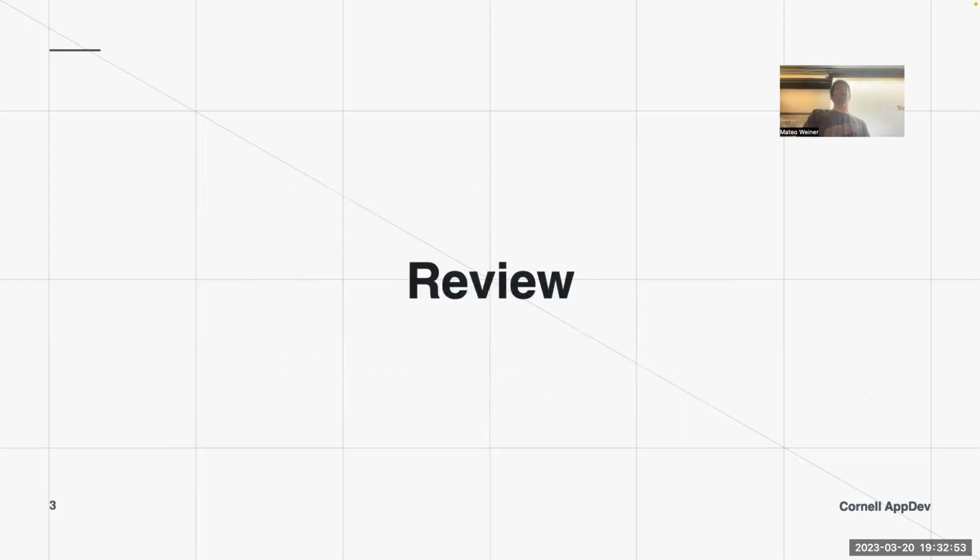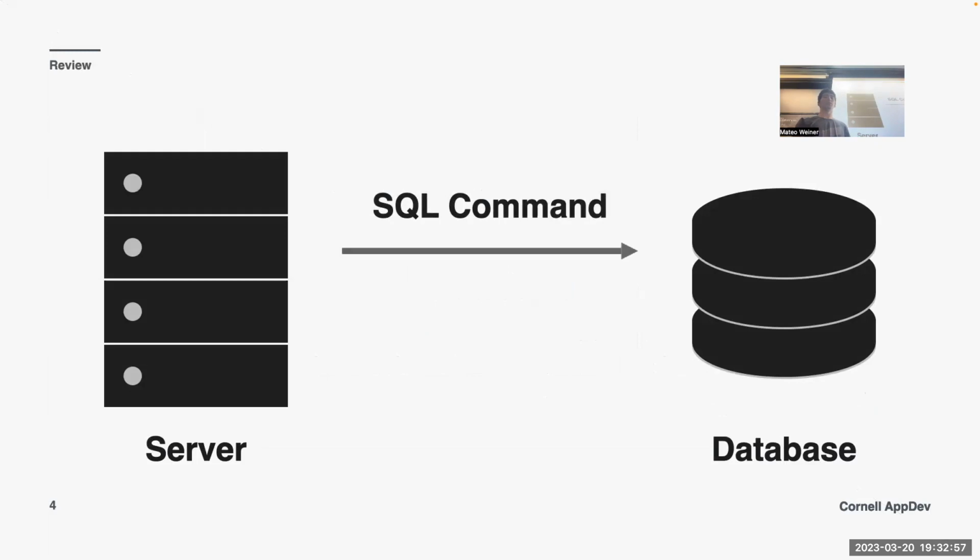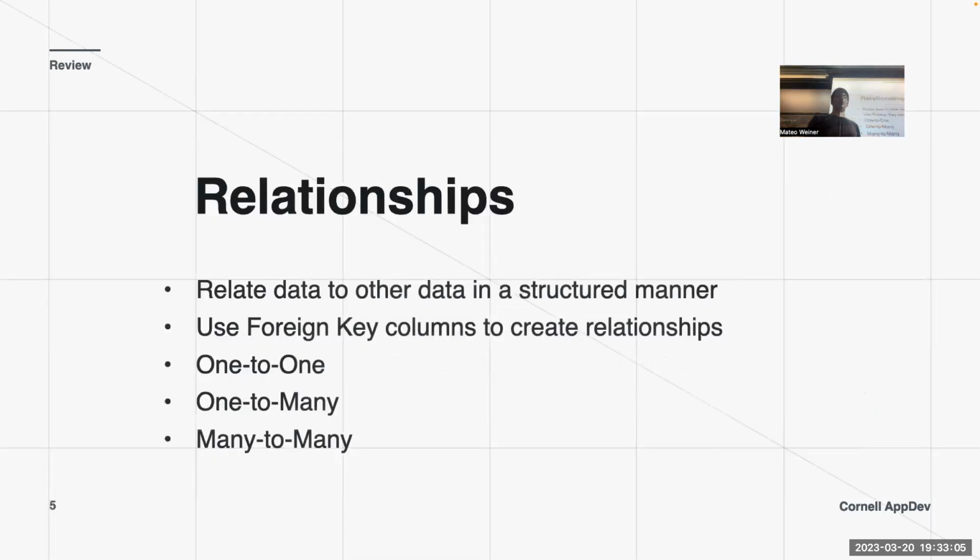We'll quickly go over some review for the last 3 lectures. If you remember, we have a SQL command, and that's given from the server to the database, and the database sends data back to the server. We also have relationships. This is what we went over in the last lecture. This relates data to other data in a very structured manner, and we use foreign key columns to create these relationships. For one-to-one, one-to-many, and many-to-many, they'll all use foreign keys just in different ways.